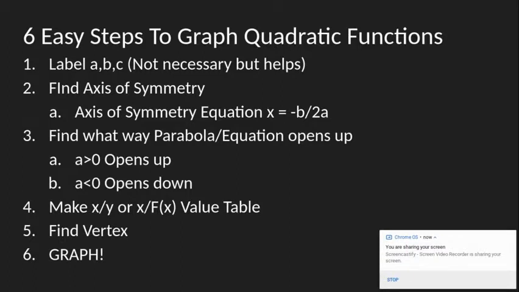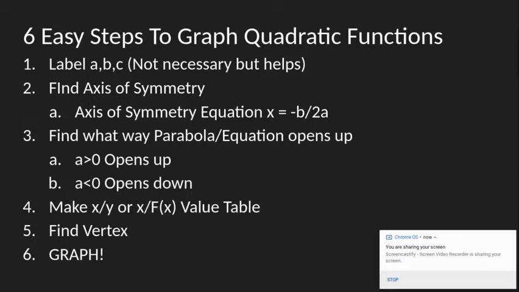So here are the 6 easy steps that I have made to graph quadratic functions. Number one is label a, b, and c. This is not a necessary step, but it does help to make the whole process a lot more fluid. Number two is finding the axis of symmetry, and the equation is x equals negative b divided by 2a.